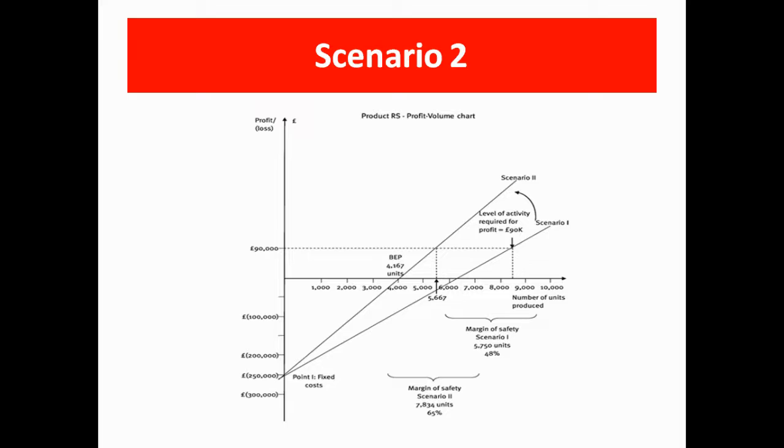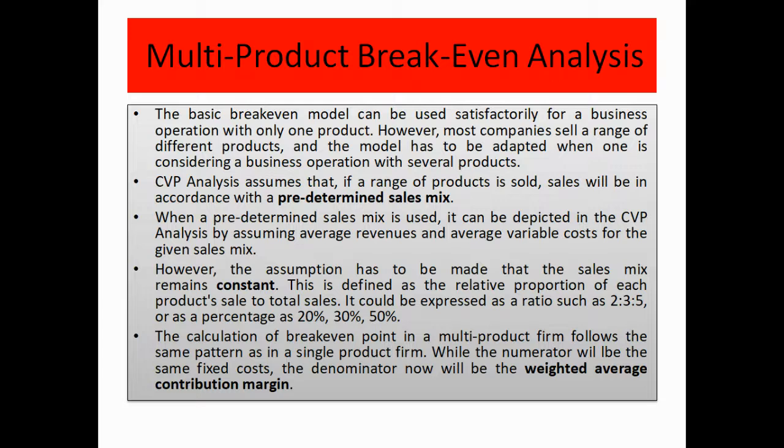My concern today is to cover the multi-product break-even analysis. When you are given a break-even analysis for multi-products, what do you do? How do you calculate the break-even point? How do you calculate the required level of activity to attain a certain level of profits? How do you depict it on a graph?